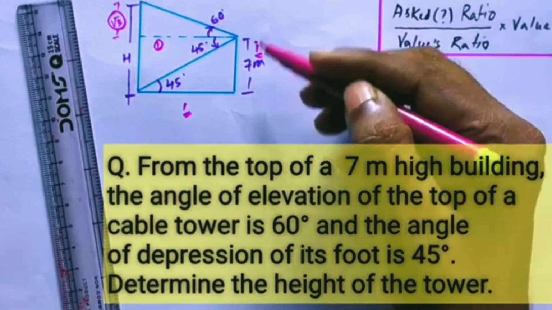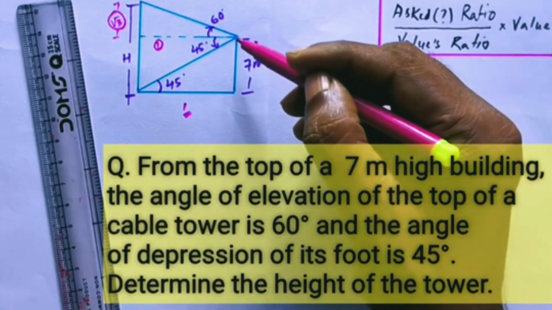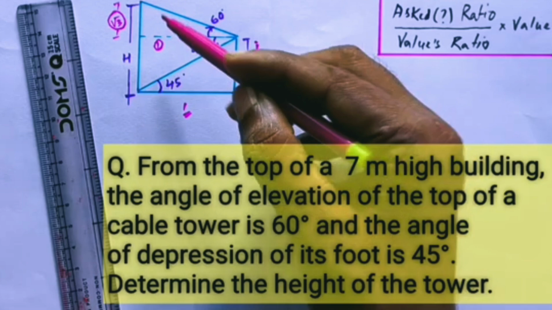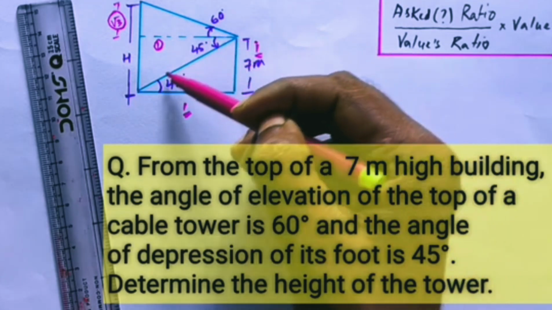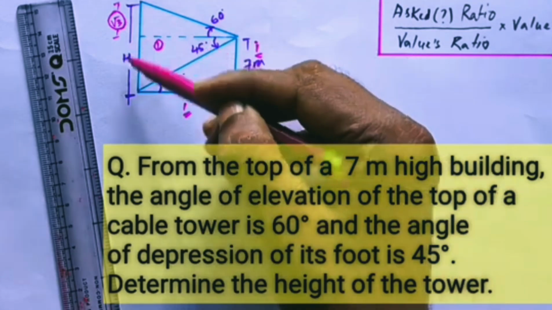From the top of a 7 meter high building, the angle of elevation of the top of a cable tower is 60 degree and the angle of depression of the foot of the tower is 45 degree. Determine the height of the tower.